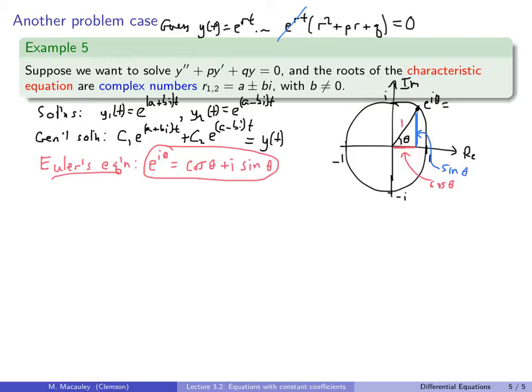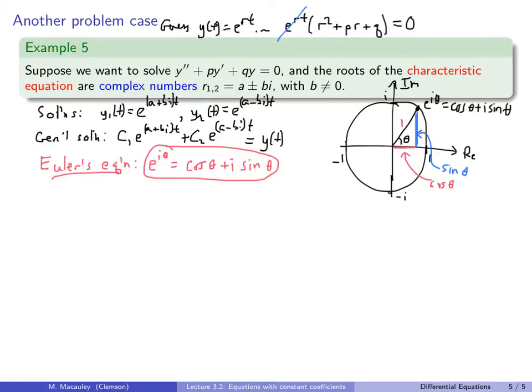So this complex number up here, called z, or e to the i theta, we can always write as a plus bi, the real part plus i times the imaginary part. So this is cosine of theta plus i sine of theta. Again, the real part, the x direction, plus i times the imaginary part, which is the height. Okay, so that's Euler's equation.